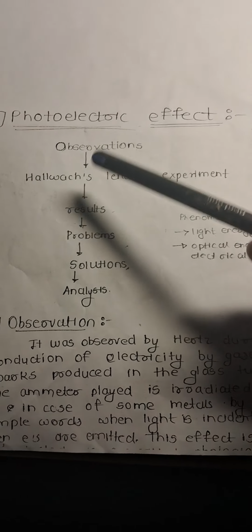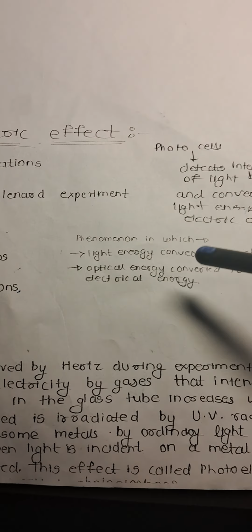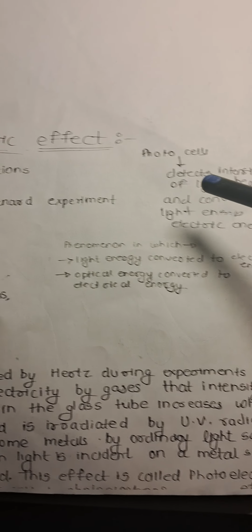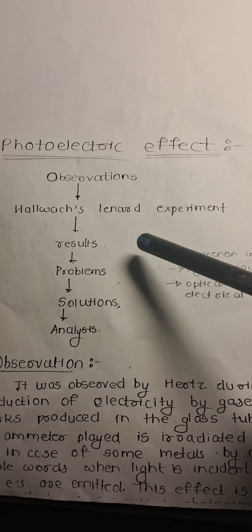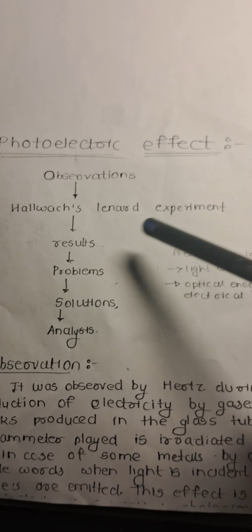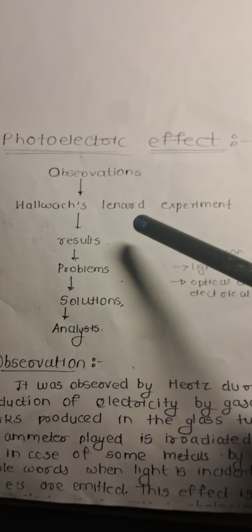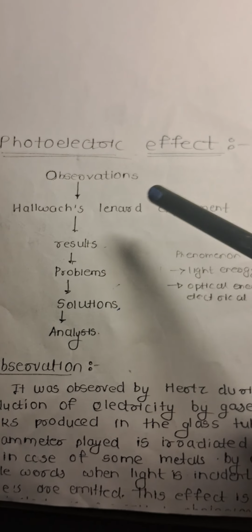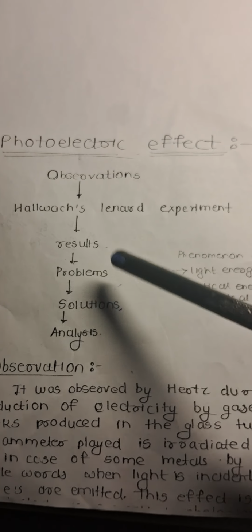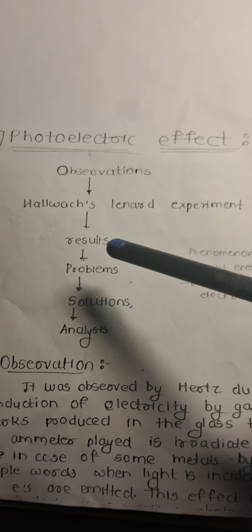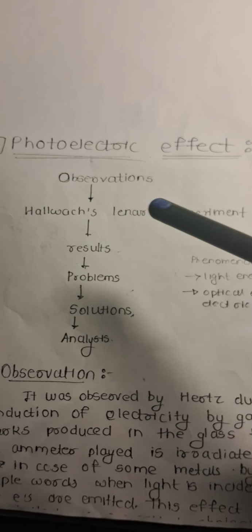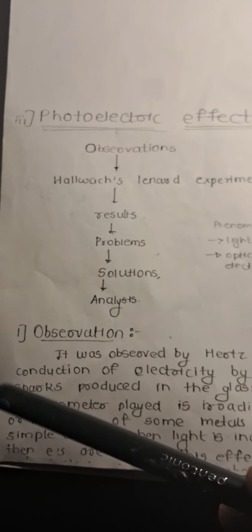Now let's start with the photoelectric effect. Here is the optimal theory for the photoelectric effect, and the pattern of understanding will be observations, as observed by Hallwachs and Lenard. Then it will follow the experiment, then results, then problems, then solution, then analysis. So this will be the effective sequence of the lecture. First of all, let's start with observation.